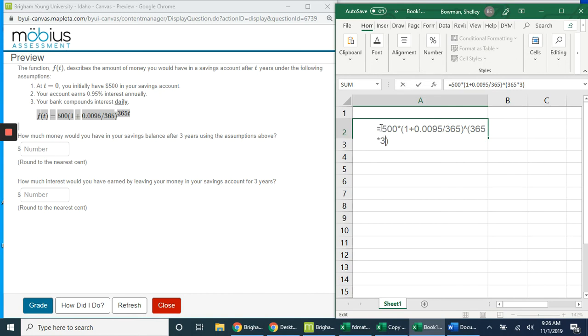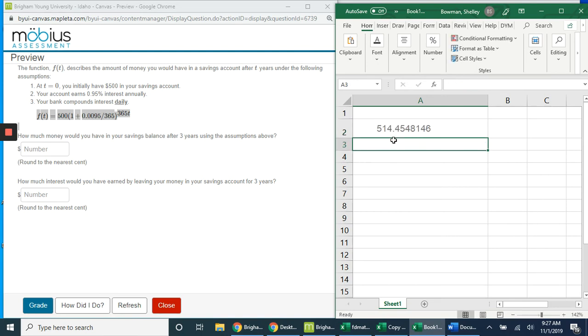I'm just going to run through that again just to make sure I didn't make any mistakes, because sometimes I do that when I'm doing a video and I might miss something. I have 500, I've changed this to a times, 1 plus, all the operations are looking good so far. In between each number there's an operation. Raise it to the entire exponent 365 times the time, or years. So that looks good. I'm going to press enter, and that'll give us how much money after 3 years.